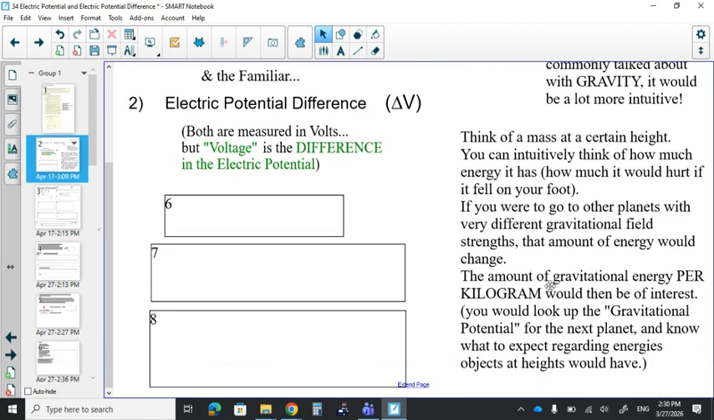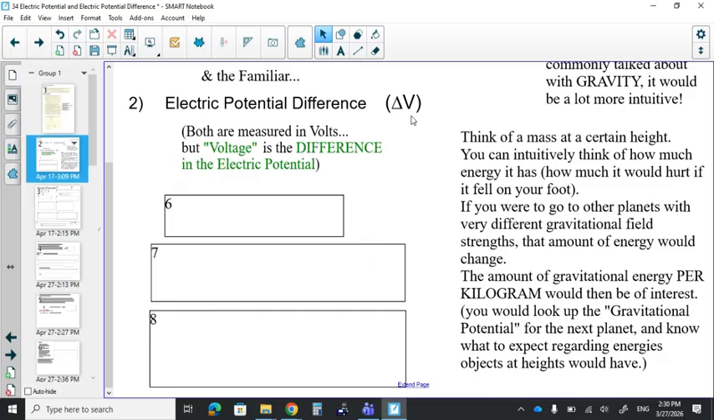And so the amount of energy, gravitational potential energy per kilogram, would then be of interest, right? If you were to look up the gravitational potential, in quotes, for a new planet that you're going to, you'd have a good idea what to expect regarding the energies of all objects at heights, not just for a particular mass. So that's the issue. We don't just hop from planet to planet, but we do deal with situations with different voltages all the time, and so we want to know this electric potential as a new concept because it really gives us an idea of what we're dealing with.